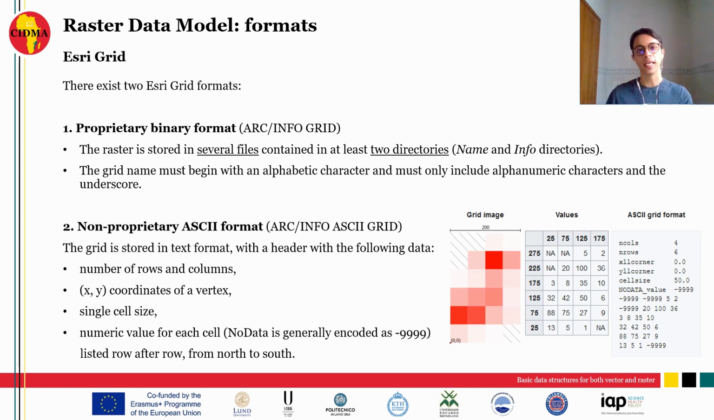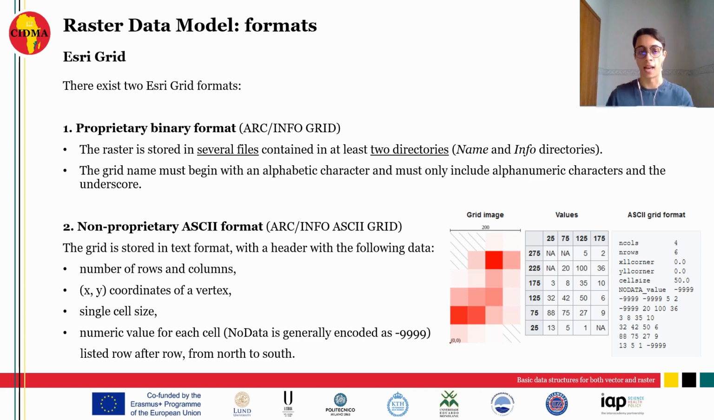In this case, the grid is stored in a textual format, and it is characterized by a header that contains the number of rows and columns, the coordinates of a vertex, the size of a single cell, and also the numeric value of each cell. These numeric values are stored and listed row after row and from north to south, as shown in this picture in the slide.